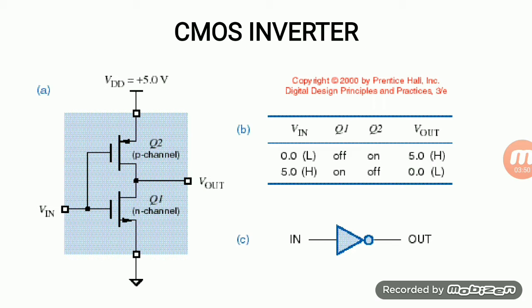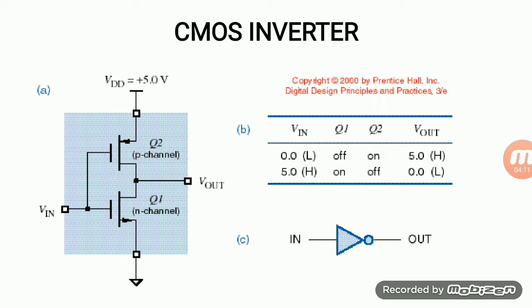Here we go for the inverter. The inverter has only one input and one output. So see the symbol and truth table. Based on the truth table, we can go for the operation of the CMOS inverter. First of all, we can see how to draw the schematic of the CMOS inverter. Logic circuit and schematic are both the same.